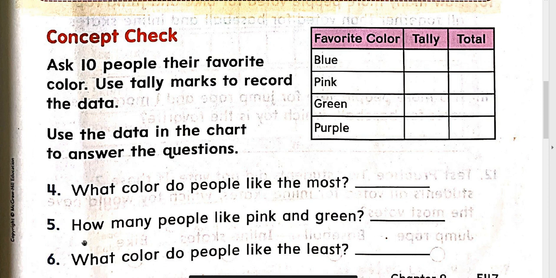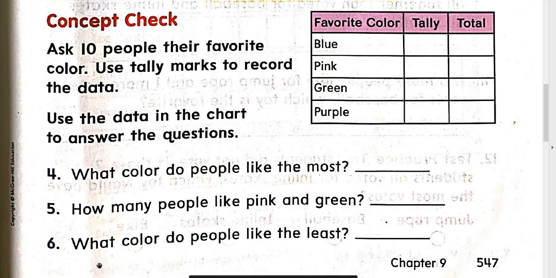Number 5. How many? To answer the question how many, you need to write the number of people who like pink and green. So here you need to add the number of people who like pink and the number of people who like green, and you write the total here. Number 6. What color do people like the least? According to your answer, which color has the least number of votes? You write the color here. So are you done? Let's move to page 548.